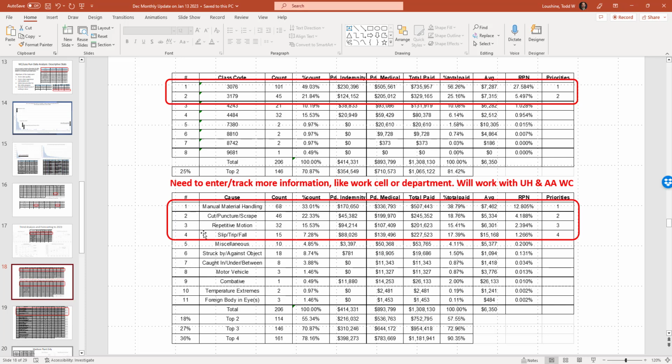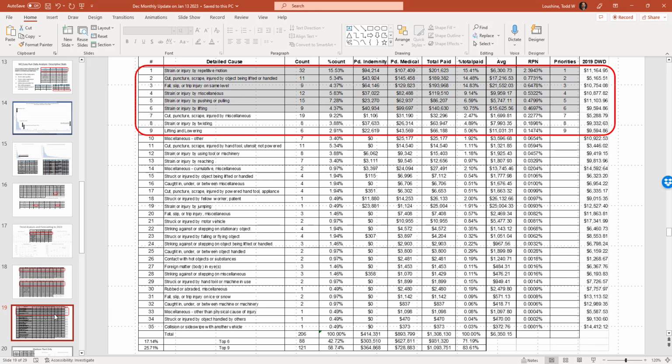So for the company-wide, these are the primaries. And if you look at the magnitude of the risk priority number, manual material handling is number one by far because of the magnitude of the difference. And then the next tier down is cut, puncture, scrape, and repetitive motion. Another tier down might be slip, trip, and fall, and then it kind of disappears. Yeah, so these are going to be the four things that we're going to use to prioritize, to focus on.